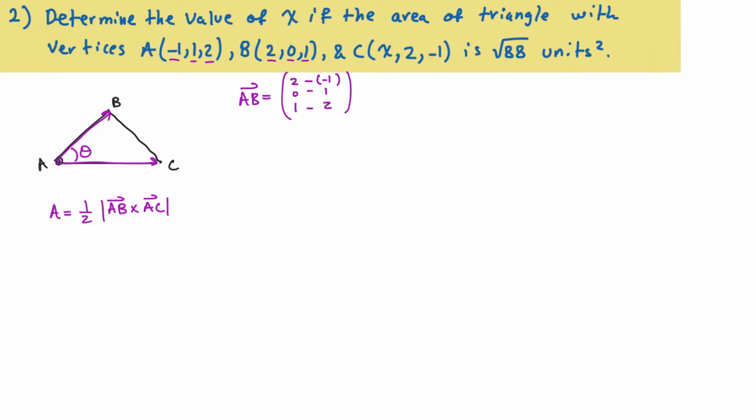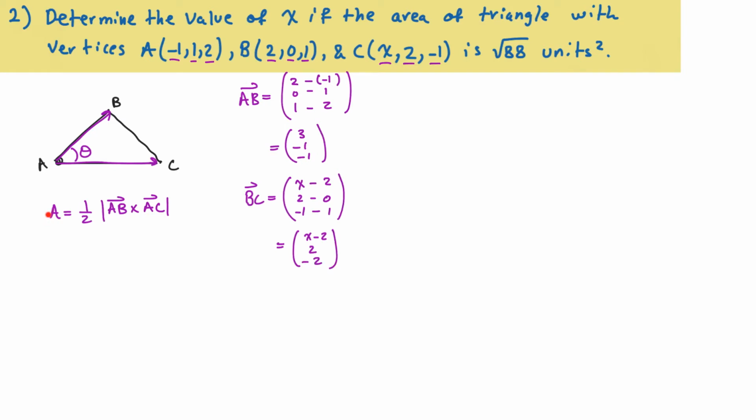And when we do this, we will get 2 minus -1 is 2 plus 1, which is 3. 0 minus 1 is -1, and 1 minus 2 is -1. For vector AC, which has our unknown value, we're going to take x, y, and z coordinates of point C, which are x, 2, and -1, and subtract them by coordinates of A, and we will end up getting x minus 2. 2 minus 0 is just 2, and -1 minus 1 is -2.